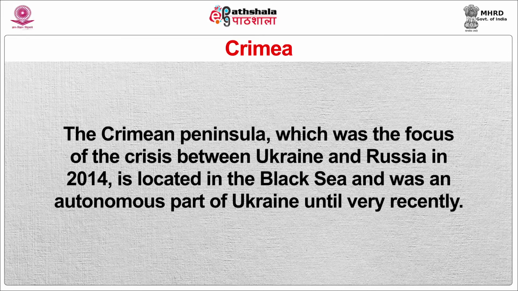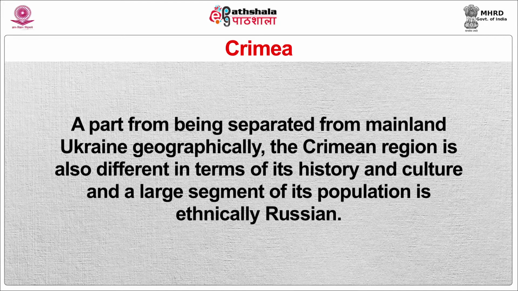Crimea. The Crimean Peninsula was the focus of the crisis between Ukraine and Russia in 2014. It is located in the Black Sea and was an autonomous part of Ukraine until very recently. Apart from being separated from mainland Ukraine geographically, the Crimean region is also different in terms of its history and culture, and a large segment of its population is ethnically Russian.